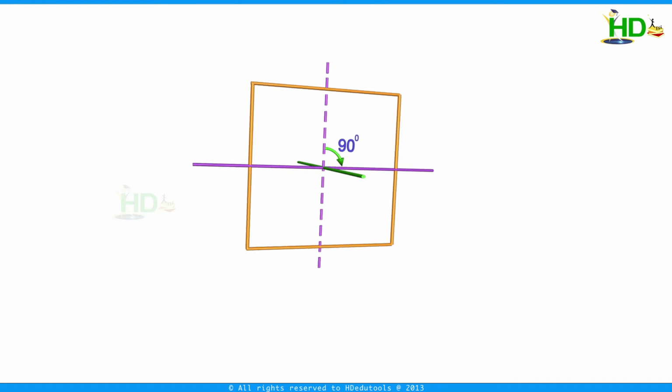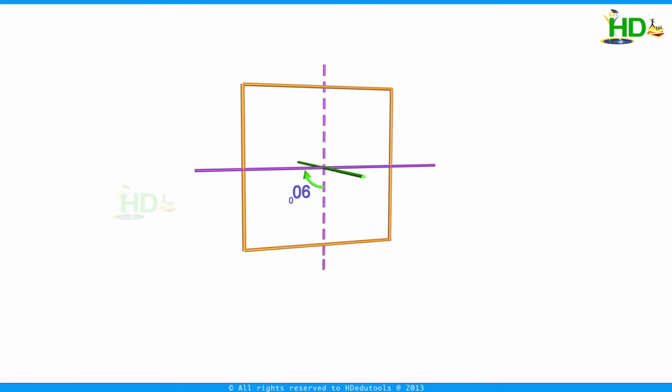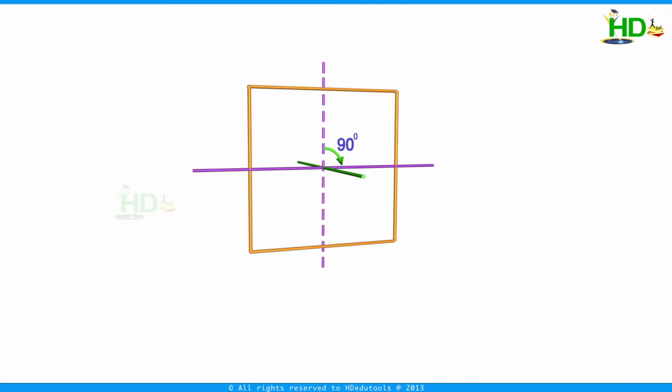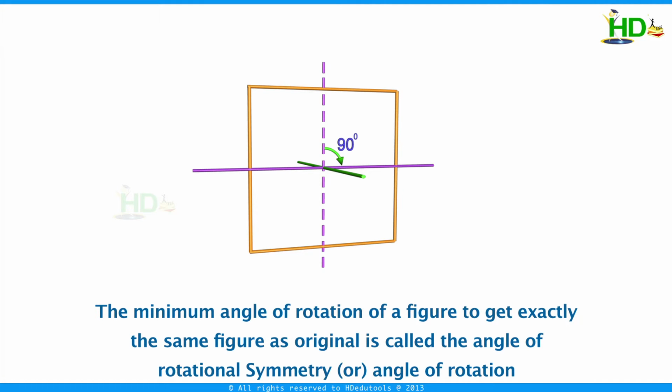In this case, for every rotation of 90 degrees, we get the symmetry. Therefore, the angle of rotational symmetry is 90 degrees. The minimum angle of rotation of a figure to get exactly the same figure as the original is called the angle of rotational symmetry or angle of rotation.